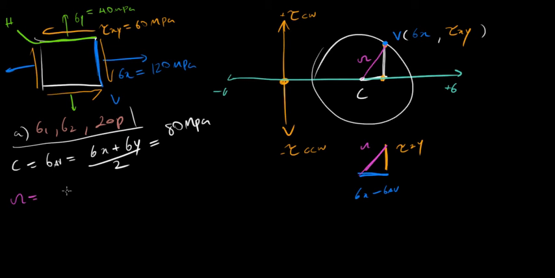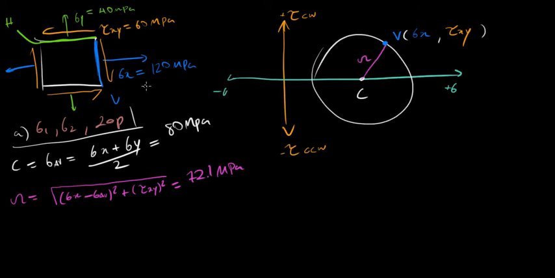So the radius is going to be the square root of (sigma x minus sigma average) squared plus tau xy squared, and that number is 72.1 megapascals.